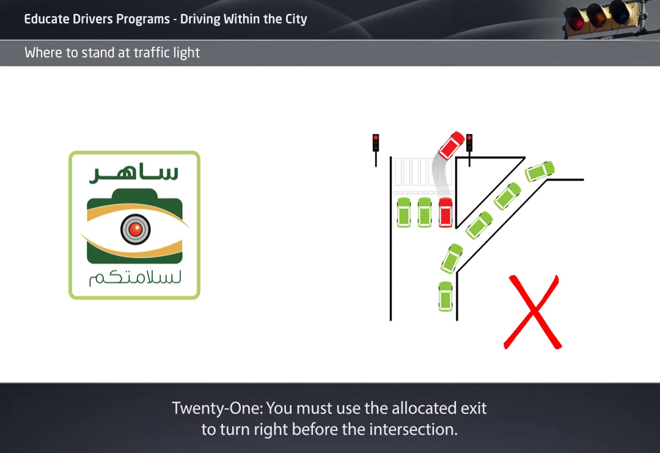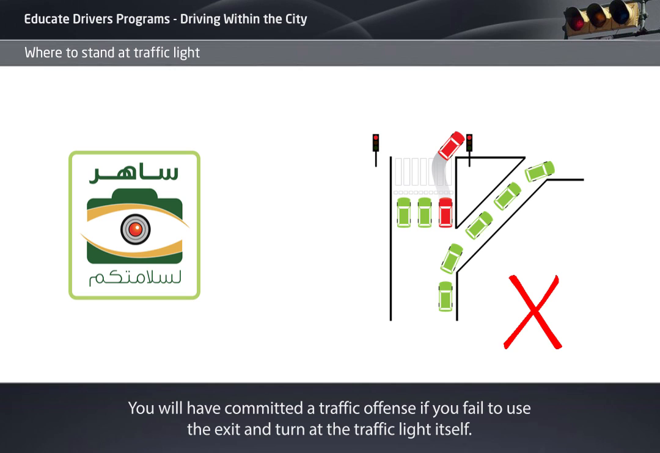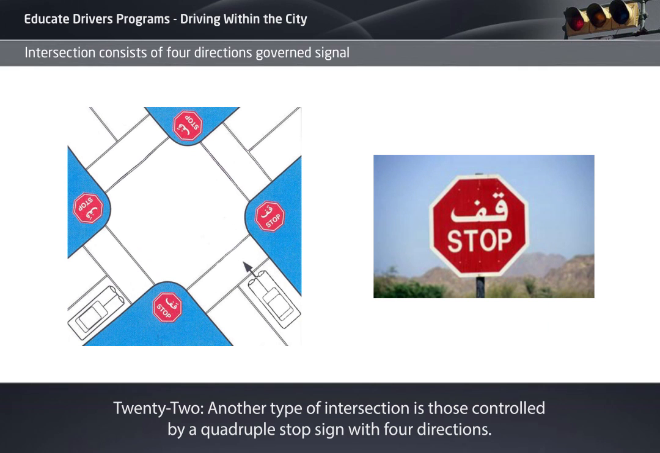21st. You must use the allocated exit to turn right before the intersection. You will have committed a traffic offense if you fail to use the exit and turn at the traffic light itself. 22nd. Another type of intersection is those controlled by a quadruple stop sign with 4 directions.